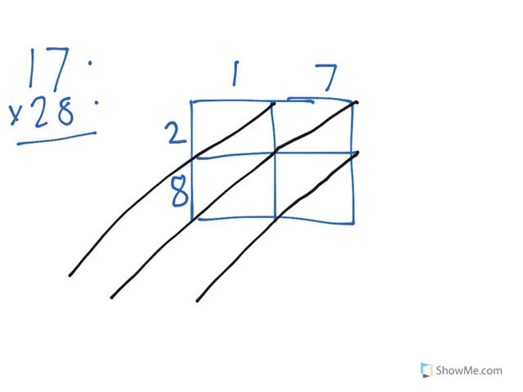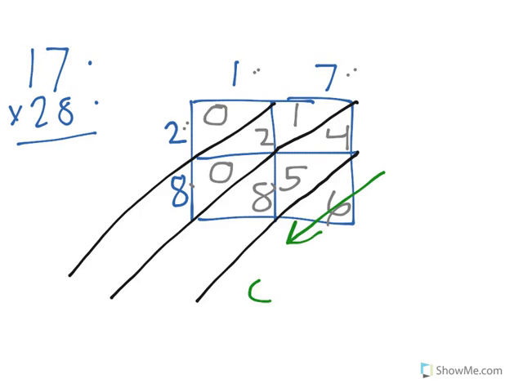The next step is to start multiplying. 2 times 7 makes 14. 2 times 1 makes 2. So 0, 2. On the next row, we're going to do 8 times 7. Very good. 56. And then we're going to do 8 times 1. 0, 8.